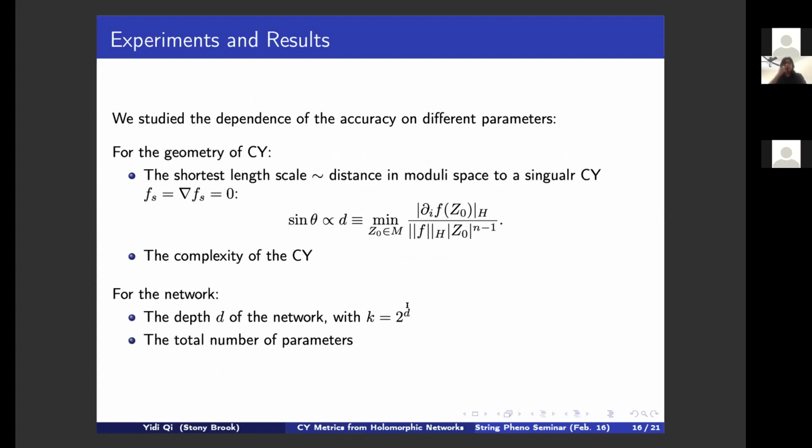Okay, and there are two kinds of parameters we want to study. The first one is the geometry of the Calabi-Yau. So one is the symmetries I just showed, and the other is the distance of the hypersurface to a singular hypersurface, and the distance is defined using this proxy. We also have the parameters in the network, including the depth of the network and the total number of parameters. We scan over all of those parameters and try to find some dependence of the accuracy.